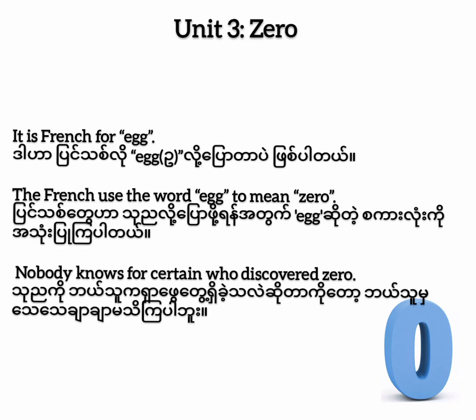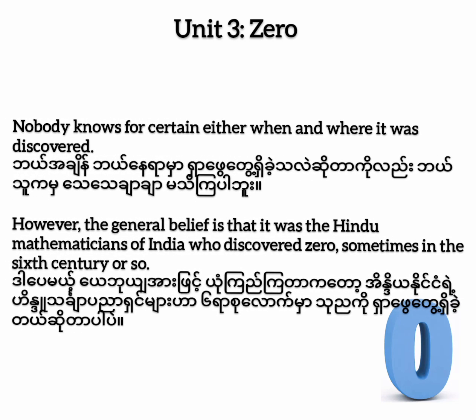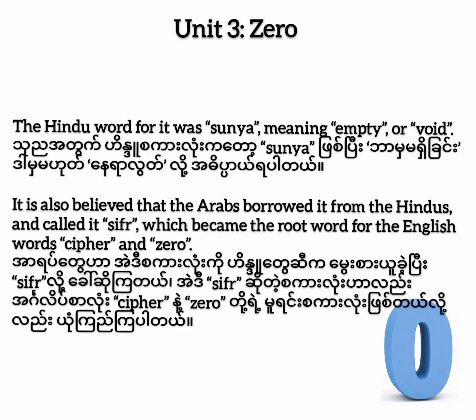Nobody knows for certain who discovered 0. Nobody knows for certain either when and where it was discovered. However, the general belief is that it was the Hindu mathematicians of India who discovered 0, sometimes in the 6th century or so. The Hindu word for it was sunya, meaning empty or void. It is also believed that the Arabs borrowed it from the Hindus and called it sifr, which became the root word for the English word cipher and 0.